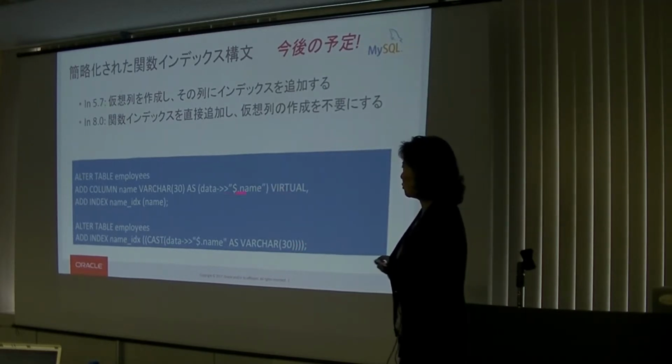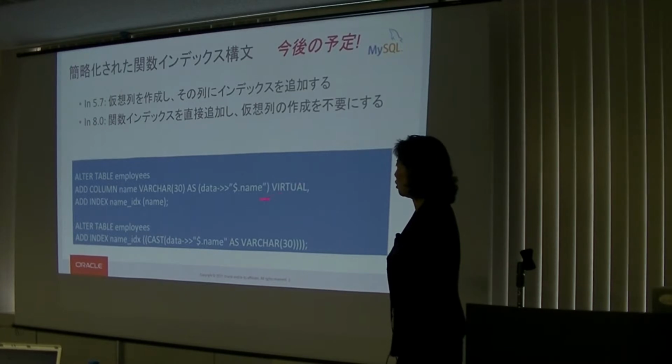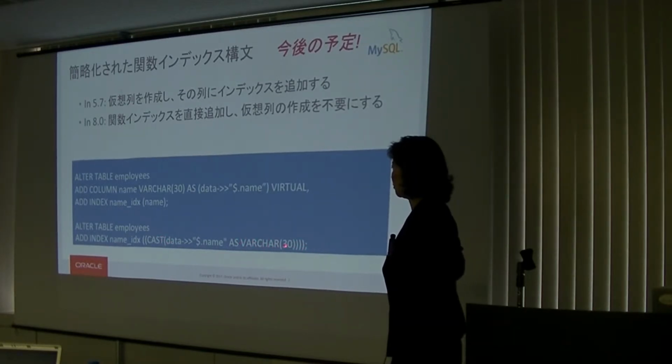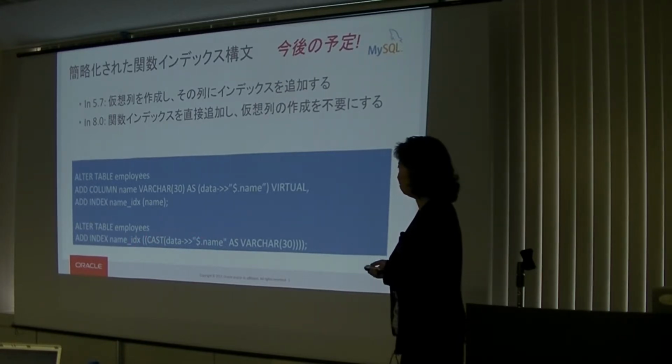So in addition to this virtual column definition, in 8.0 you don't really need to define the virtual column. You can just add a functional index. It's a functional index because the index name is, this specifies the type, varchar 30. And this is a function used to create this index.